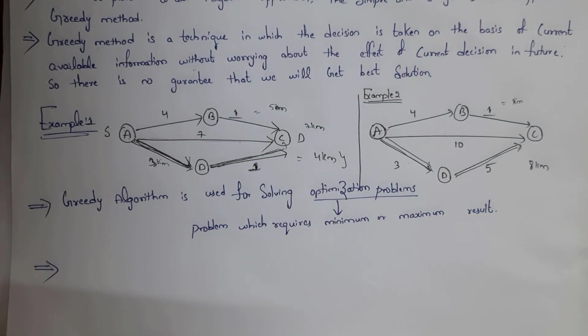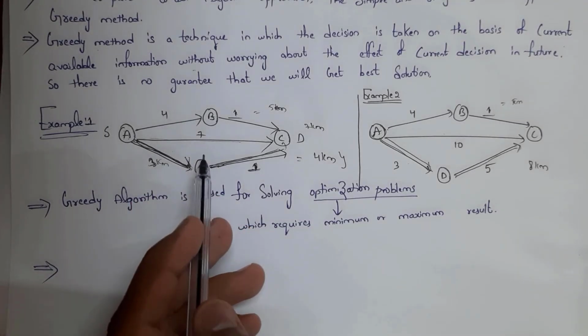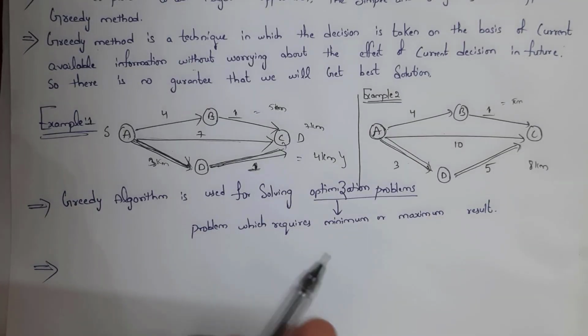So in greedy method, we will take decision. We will choose the best result based on the current available information. But future information may or may not be best.